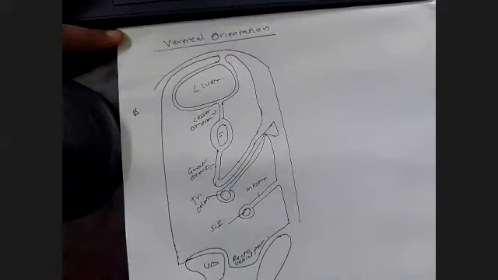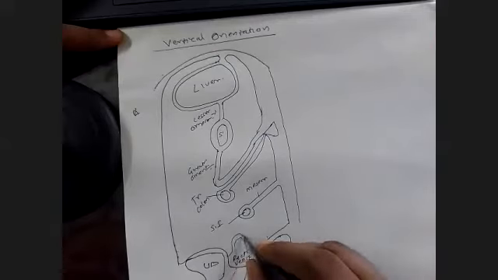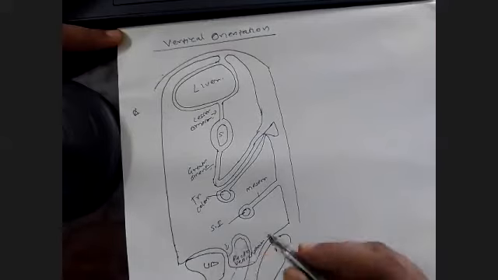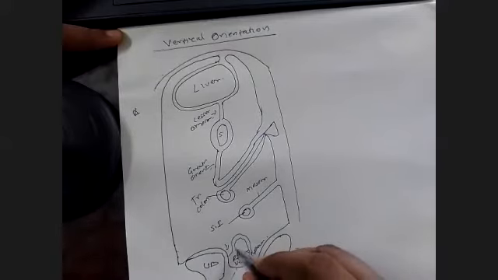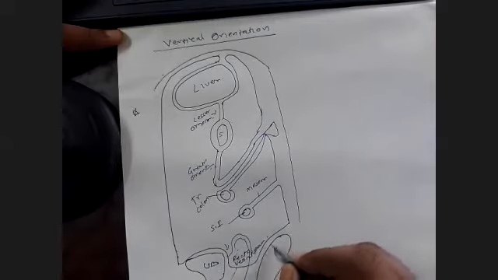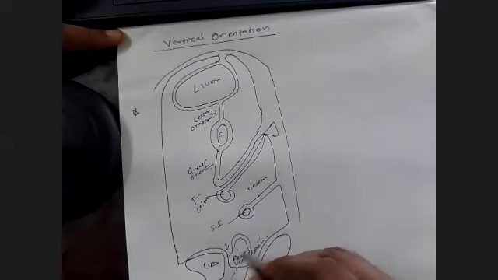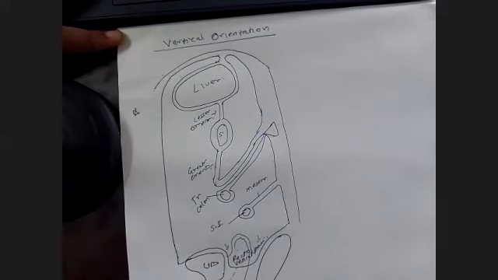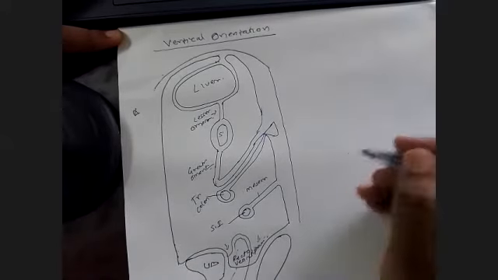In case of females, this will be divided, and here will be the uterus like this, and there will be two pouches. This pouch will be called the uterovesical pouch, and this will be called the rectouterine pouch. In case of female, there will be two pouches, and in case of male, there is the rectovesical pouch.